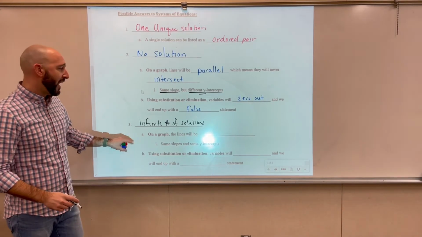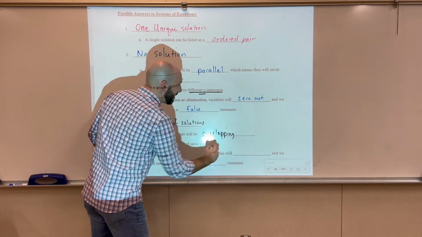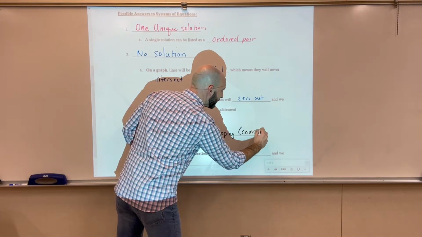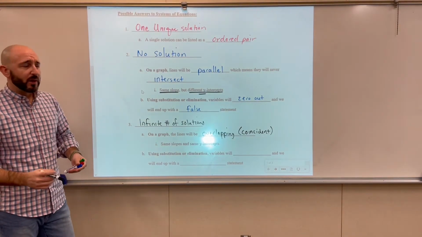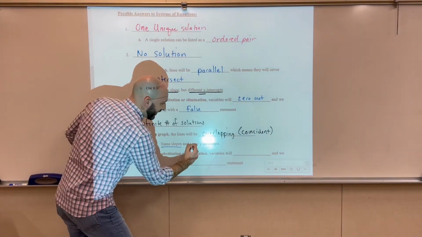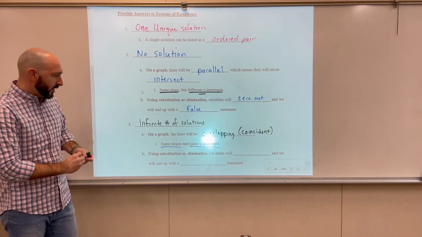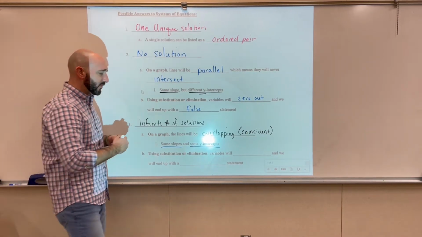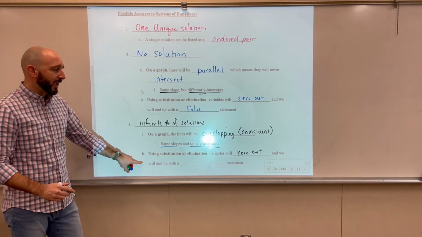Okay, so on the graph, the lines will be overlapping. You may hear the term coincident, so coincident lines. If we were to analyze the equations in a system where there's an infinite number of solutions, we would have the same slopes and the same y-intercept. So in essence, they're the exact same equation. Using substitution or elimination, so algebraic approaches to solving that system, the variables will zero out, and we'll end up with a true statement.